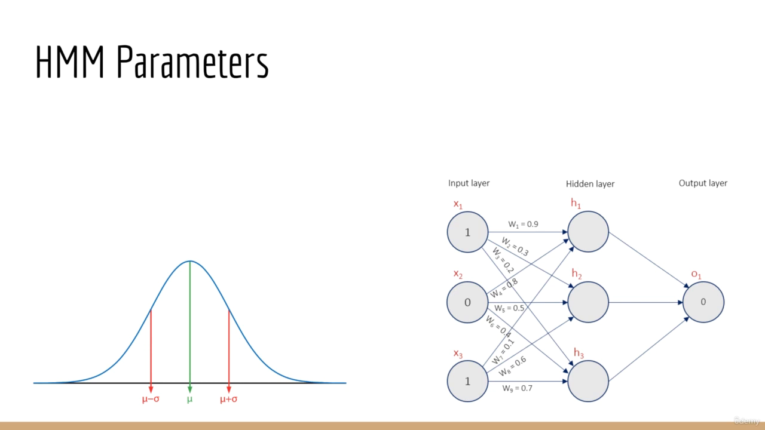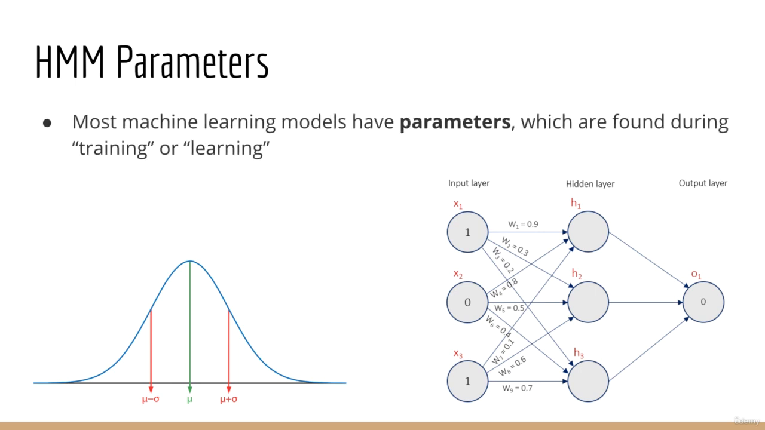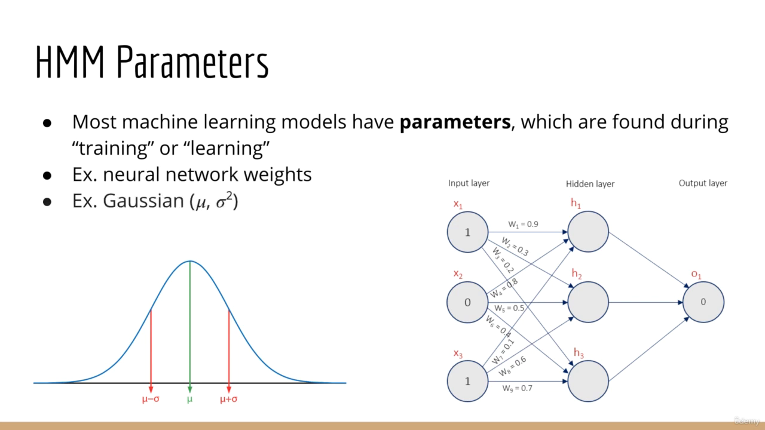In this lecture, we are going to look at the HMM a little more in depth and discuss the parameters of an HMM. As you know, most machine learning models have parameters which are found using the learning process or the training process. An example of this is neural networks, where you want to find the neural network weights. Another example is the simple Gaussian, where you want to find the mean and variance. In our HMM, the Gaussian is actually part of the model, so we'll have means and variances as well. But the more important part for us is going to be to focus on the state transitions.